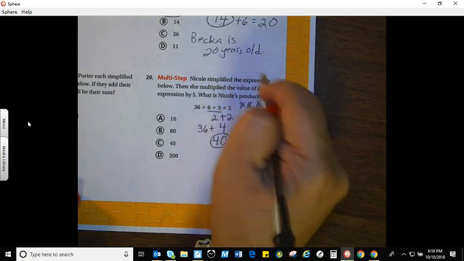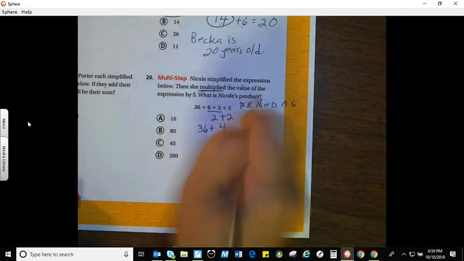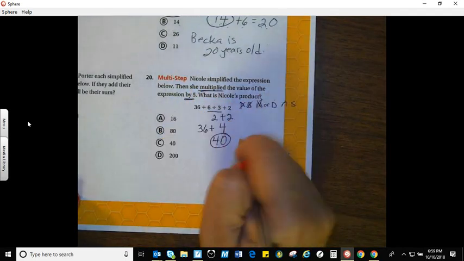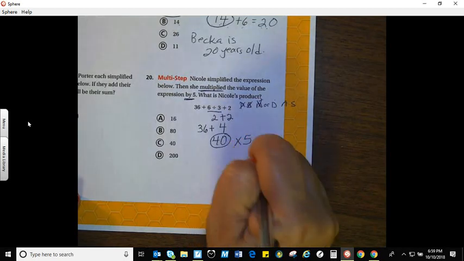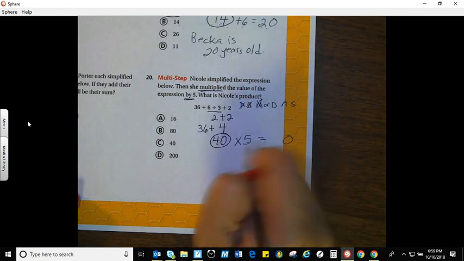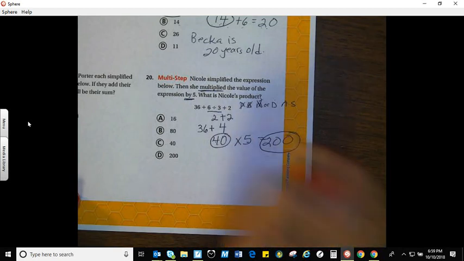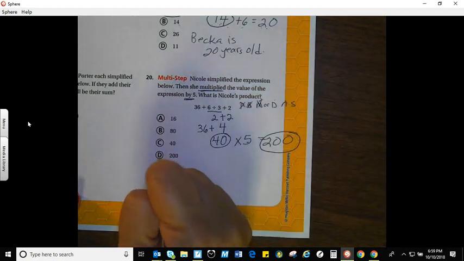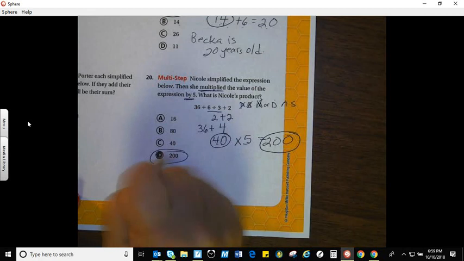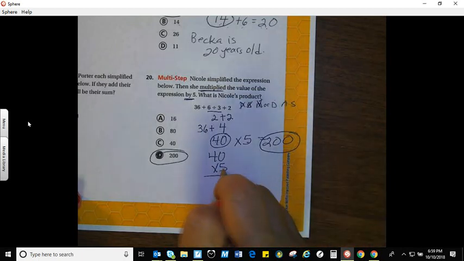But, wait. What does she say? She multiplied the value of my expression by 5. So she did a times 5. 5 times 0 is 0. 5 times 4 is 20. And what is my answer? 200. Very good. If you need to multiply this way, please do so. Don't hesitate. 5 times 0 is 0. 5 times 4 is 20.